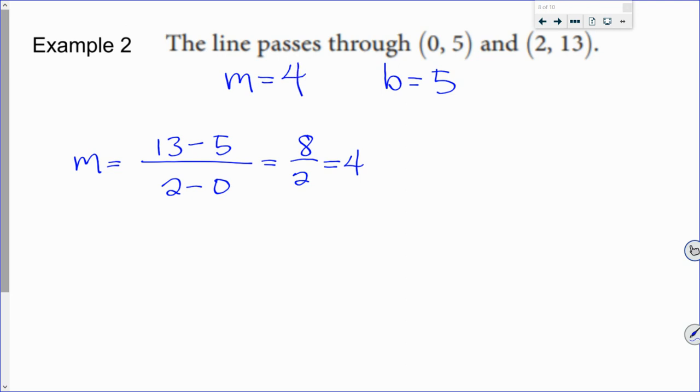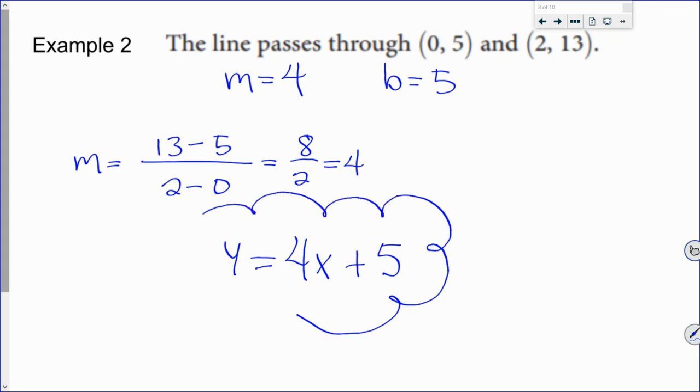Now, to write the equation, I have to have 2 things. Those 2 things are the slope and the y-intercept. I've got them now. So my equation is this. Y equals 4x plus 5. And that is all I need to do. Done.